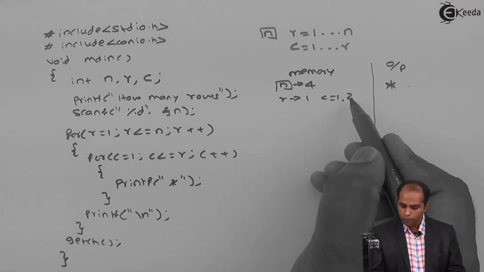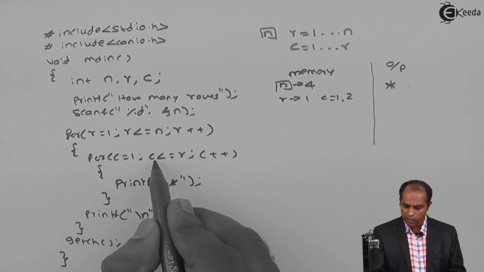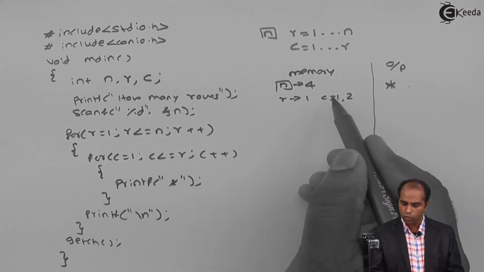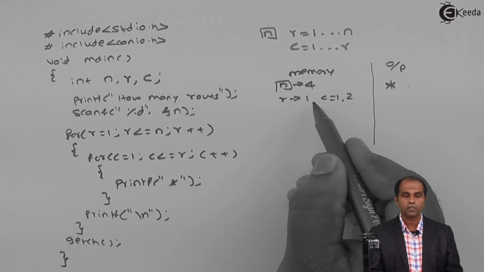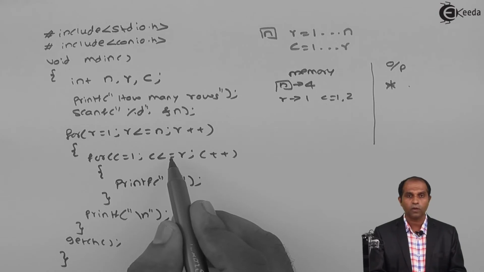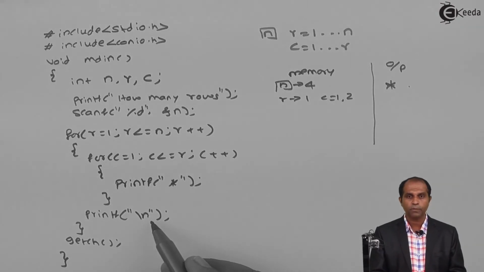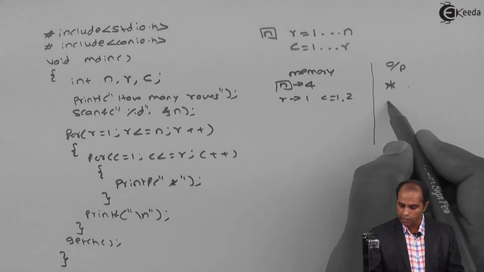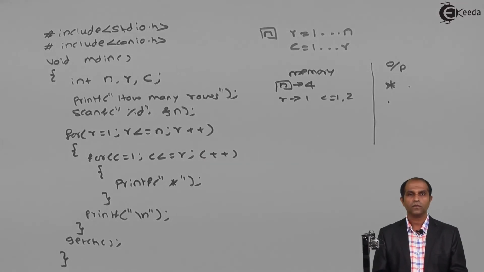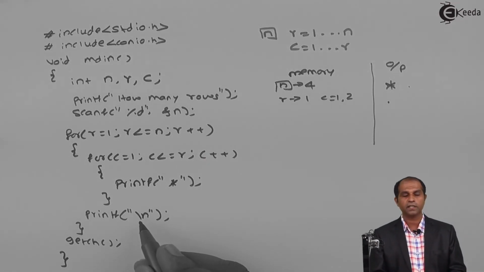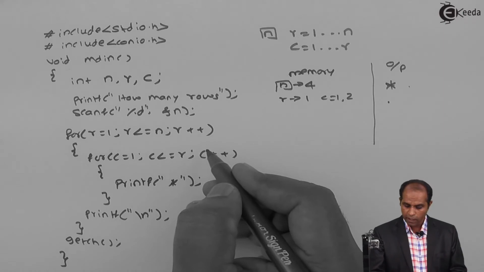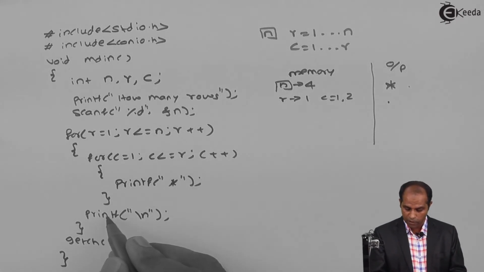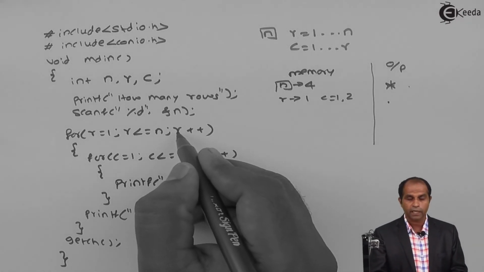So when c is 2, 2 less than or equal to the current value of r, which is 1, is false. If this is false, what action is going to be done? It will go to the printf("\n"), so automatically the cursor moves to the next line. So I'll have printf("\n") at this place. Then again go back and change the value of r, because after printf("\n") you're supposed to go back and change the value of r.